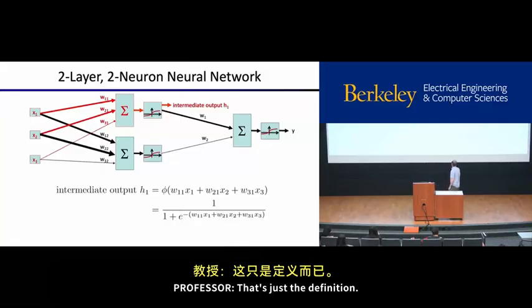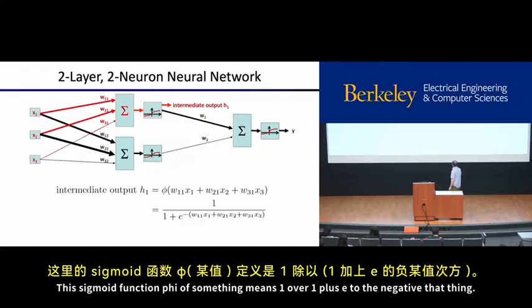That's just the definition. This sigmoid function phi of something means 1 over 1 plus e to the negative that thing.